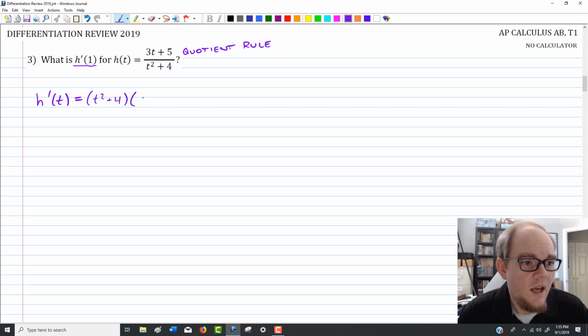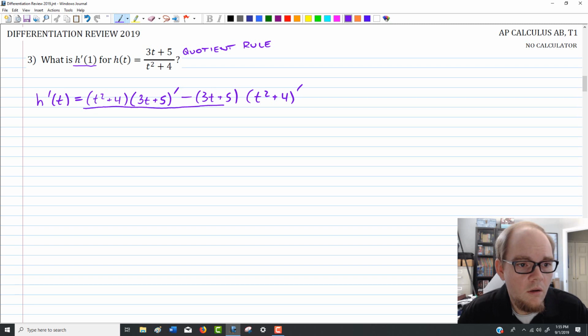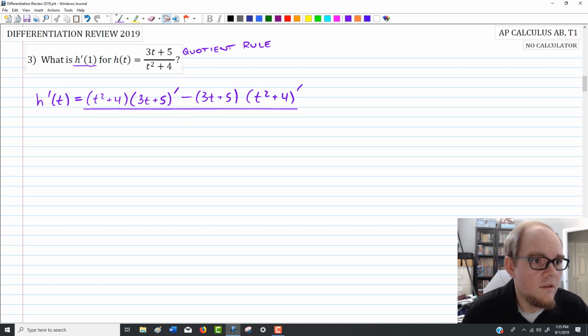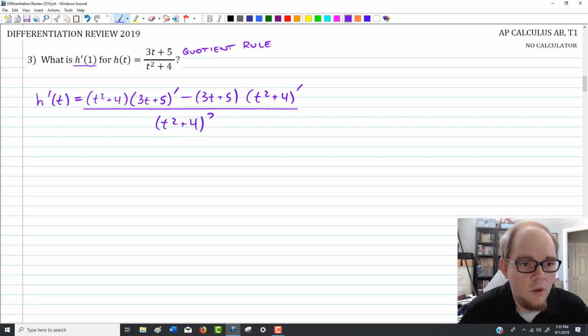Low d high, we'll differentiate it in a second, minus high d low, it moves a lot slower than you'd expect, all over, gotta get this line straight, low low, quotient rule. So there's our stuff.